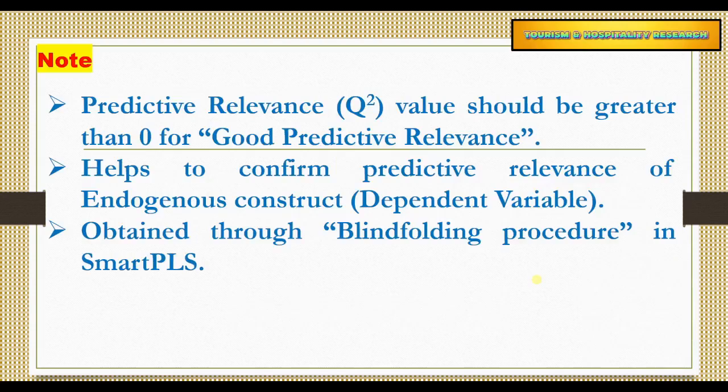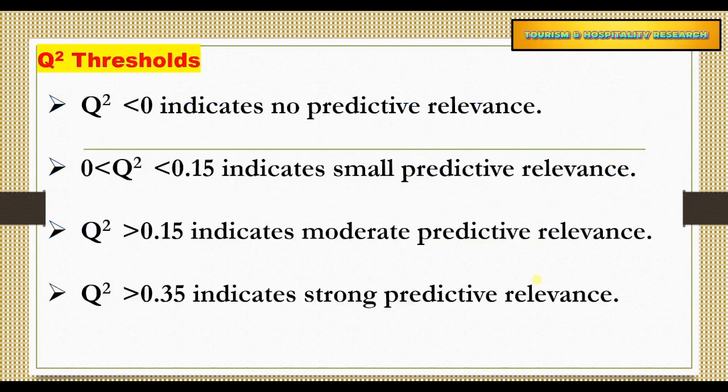Predictive relevance value should be greater than 0 for good predictive relevance. It helps to confirm the predictive relevance of the endogenous construct or the dependent variable in your model. It is obtained through the blindfolding procedure in SmartPLS.